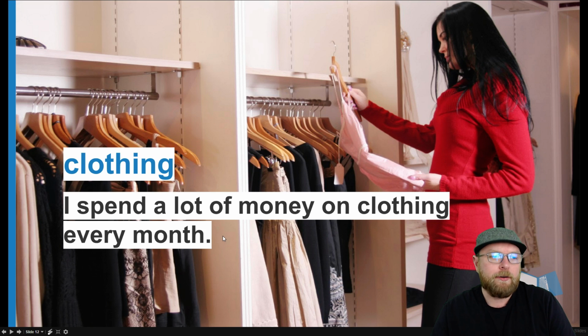Clothing. Now, clothing is a difficult word to explain. Okay. Look at the example. I spend a lot of money on clothing every month. Now, in this sentence, you could also say, yeah, you can say that, Rosa Casiero. Wow, we have a different Rosa in the class, guys. Oh, Rosa number 2. Okay. Please don't block her, Rosa number 1.